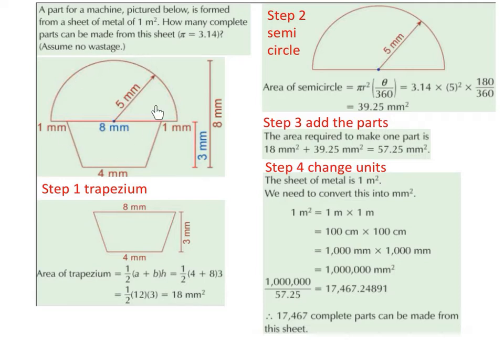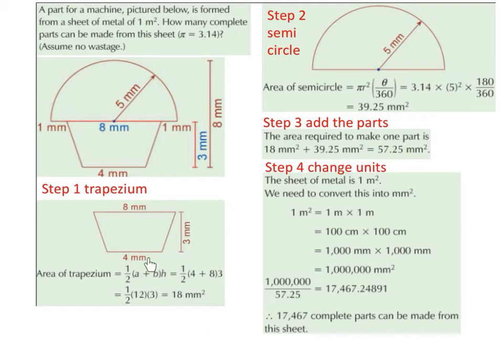Okay, so I've labelled all my measurements here, and the perpendicular height of the trapezium is 3. So step 1, we're going to find the area of the trapezium. We have 8 and 4 for the parallel sides and 3 for the perpendicular height. The area of the trapezium is A plus B, A and B being the parallel sides, times the height divided by 2, or multiplied by a half, which is the same thing. So 8 plus 4 is 12, and 12 times the height, which is 3, is 36, and half of 36 is 18 millimeters squared.